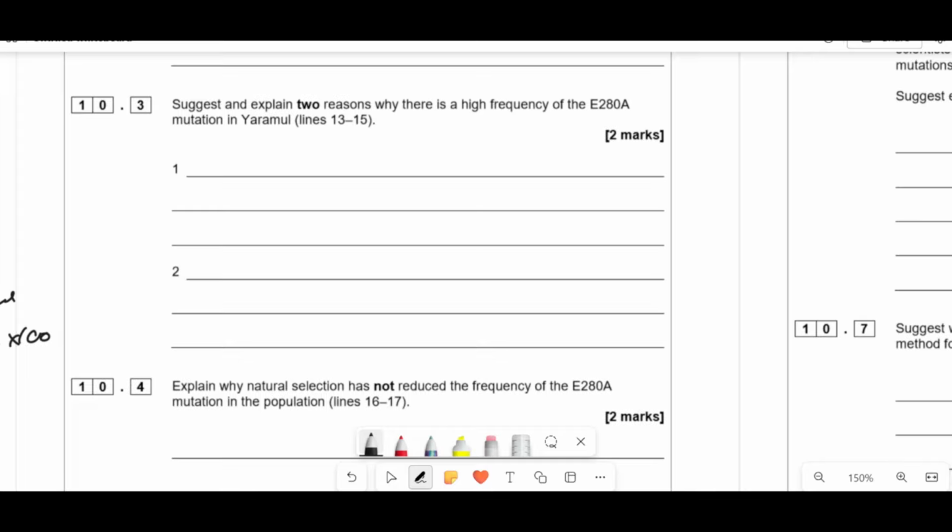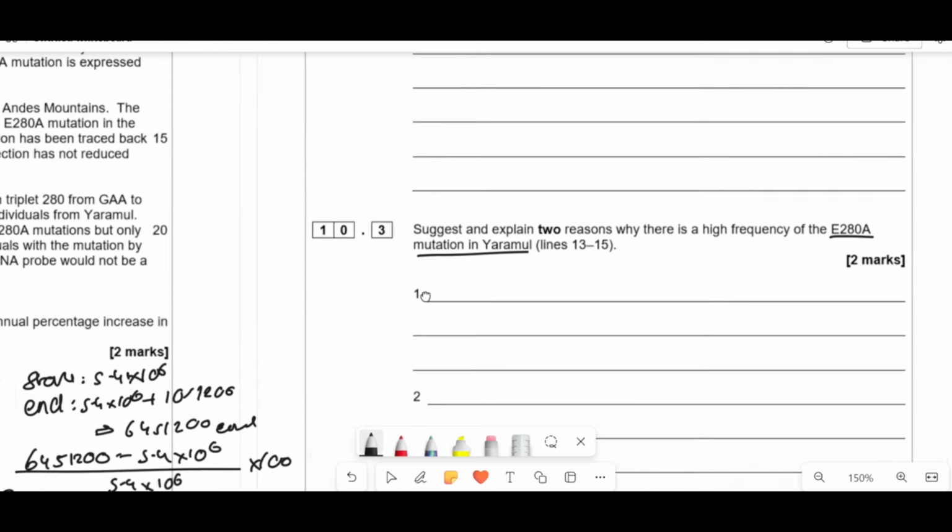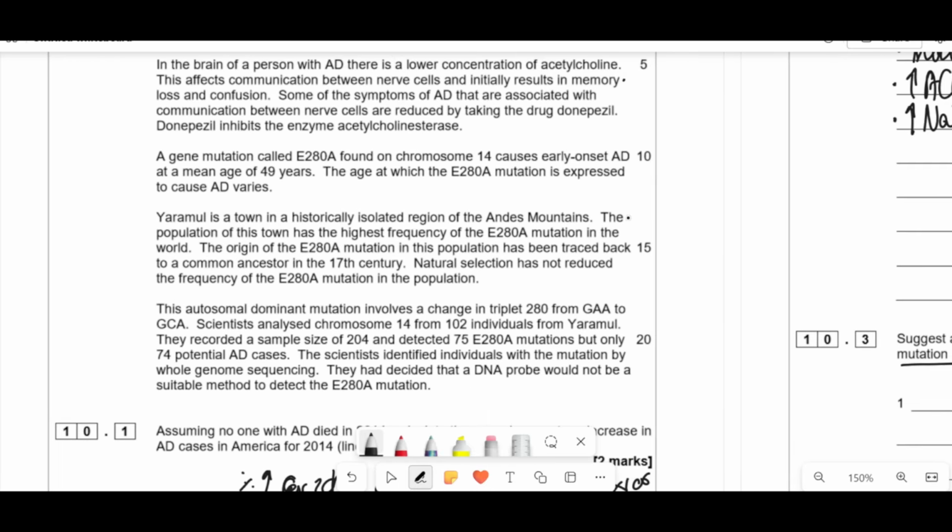So now it says, explain two reasons why there's a high frequency of this mutation in Yaramul. If we look at lines 13 to 15, Yaramul is a town historically isolated in the Andes Mountains. The population has the highest frequency of this mutation in the world. Let's have a quick look and read around it, because the answer is not going to be there directly. The origin of this has been traced back to a common ancestor in the 17th century. Natural selection has not reduced this in the population.